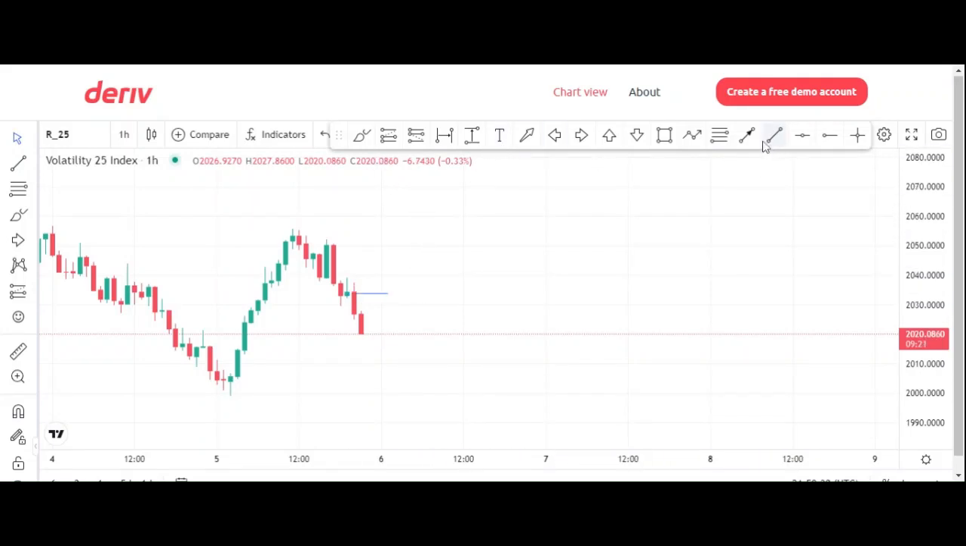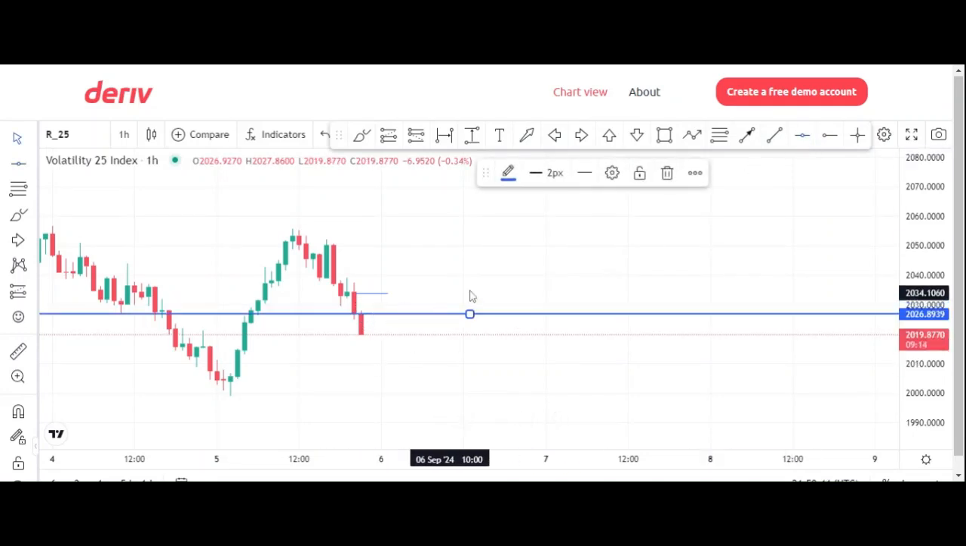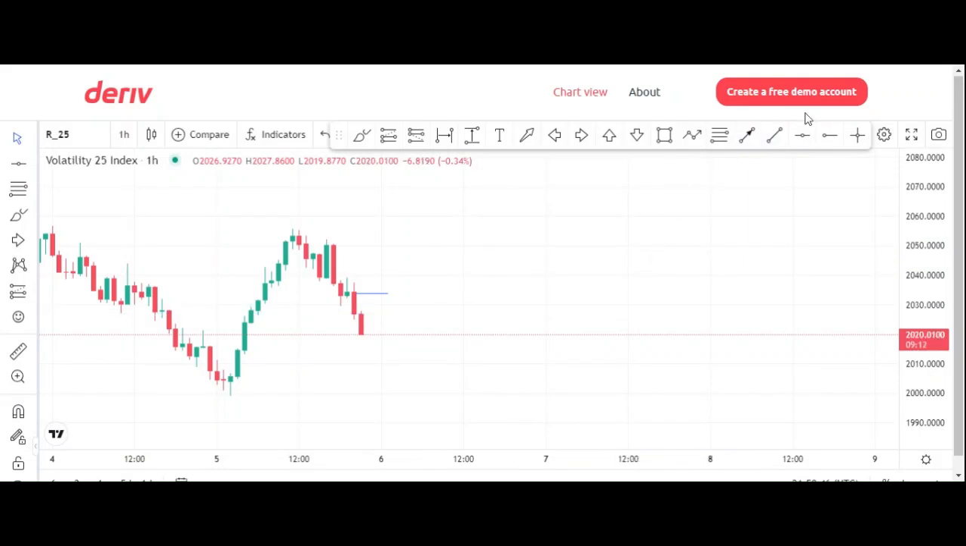So allow me to first mark the areas that are most important to know in a candlestick. Then this area is the close of this candlestick. Sorry for that, I did not want that line.